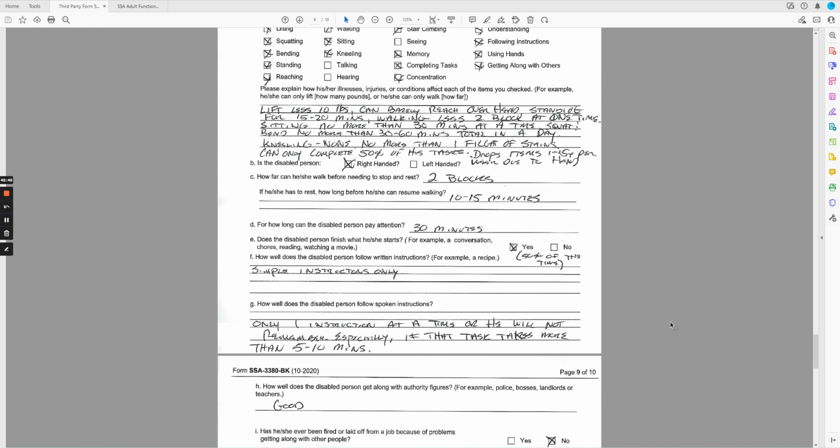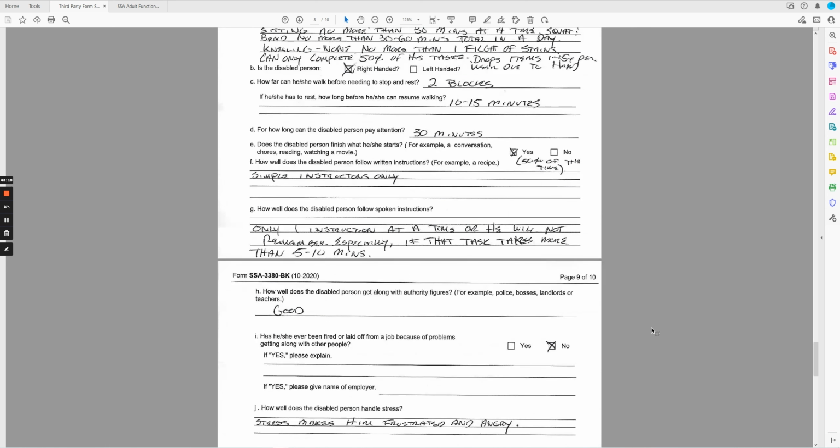How well does the disabled person follow spoken instructions? So here I had the wife write down only one instruction at a time or he will not remember, especially if the task takes more than 5 to 10 minutes. So I might say, hey, can you load up the dishwasher and then fold the laundry? But by the time he's done loading up the dishwasher, he'll have totally forgotten that I asked him to fold the laundry. So you can give those as examples.